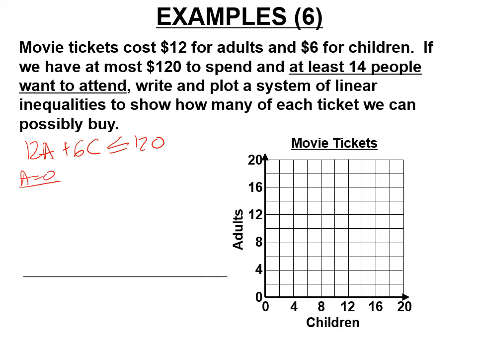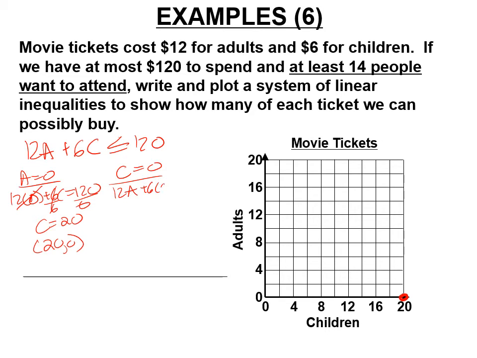When a equals 0, you get 12 times 0 plus 6c equals 120. Divide both sides by 6. C equals 20, and children is at the bottom, so 20, 0 is our intercept there. If c equals 0, we have 12a plus 6 times 0 equals 120. Divide both sides by 12. A equals 10, so 0, 10. All right, I think this is the one we did earlier. And it's at most, so it's a solid line.